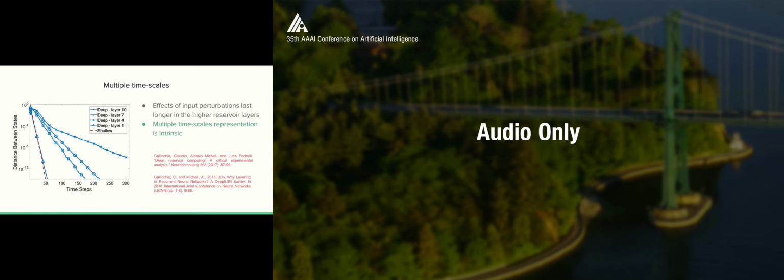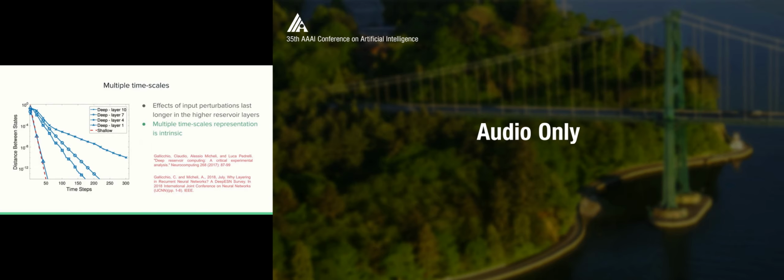The blue lines here indicate the results for the layers of the deep network. And we also compare this with what is achieved by a shallow one-layer echo state network in red. Okay, so interestingly, we see that the effect of the typo in the input is lasting longer in the higher layers than in the lower layers. And this effect is cool because it is intrinsic.